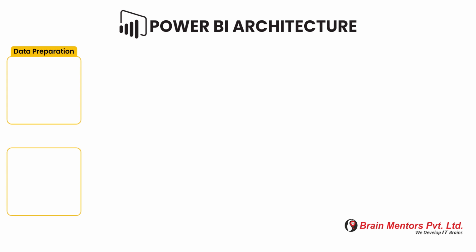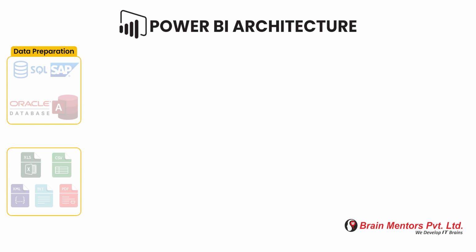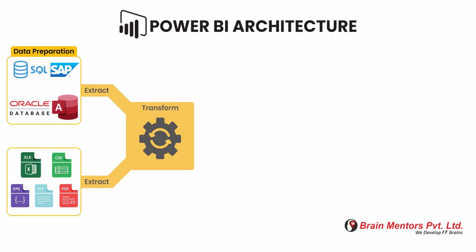In Power BI, we can import data from different kinds of data sources in different formats. Like you can see, the data could be in database form, it could be in a file, or any kind of format. After data is integrated into Power BI, it is stored in a common storage area known as the staging area. Then we perform data processing.